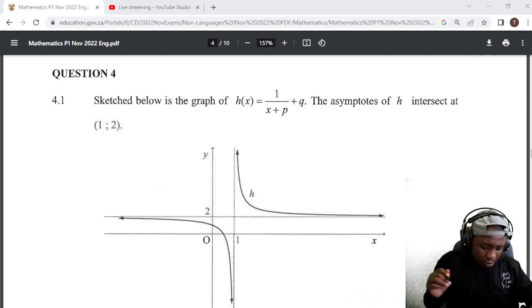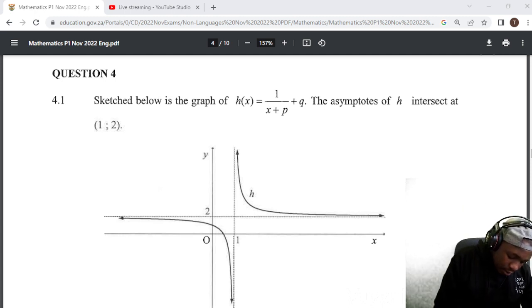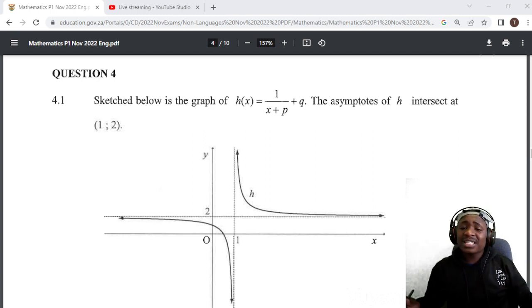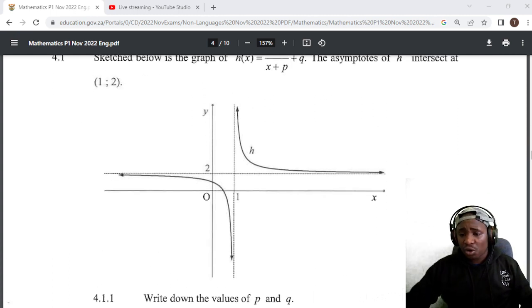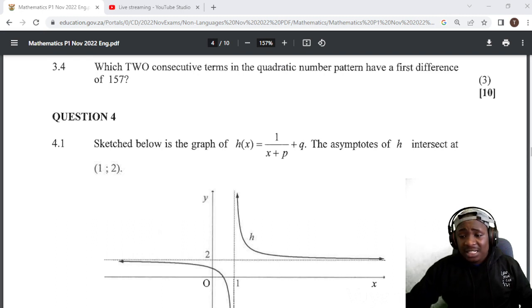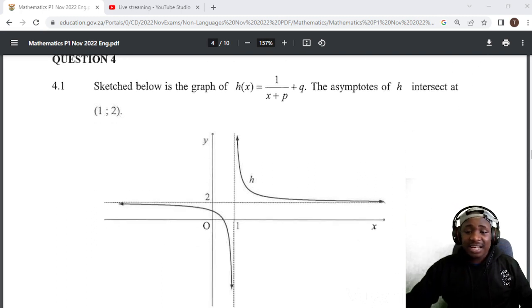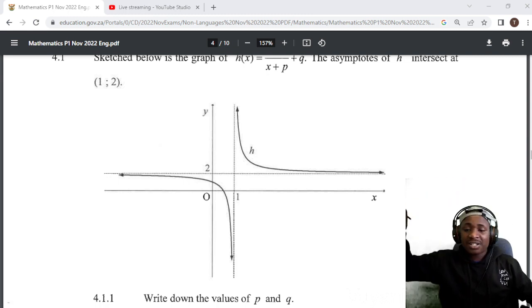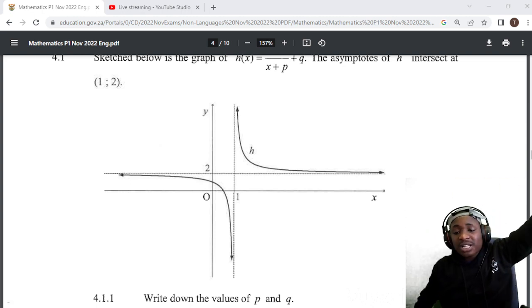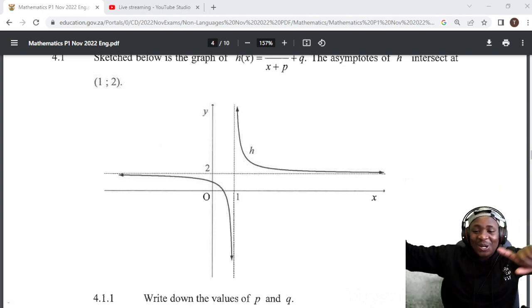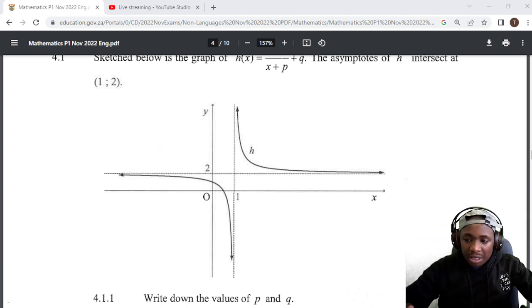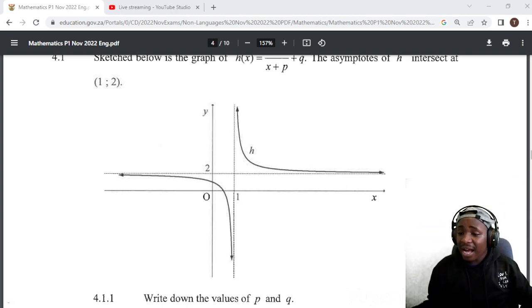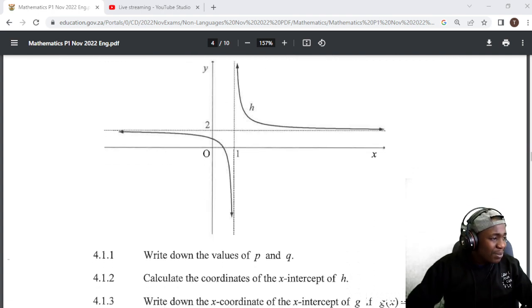Now question number 4, without wasting much time. Question number 4 goes: sketched below is the graph of h of x equal to 1 over x plus p plus q. The asymptotes of h intersect at that point. We can see that this is a hyperbola by the way it looks. We have a vertical asymptote at x is equal to 1 and a horizontal asymptote at y is equal to 2. We understand the concept by now. Now, write down the values of p and q.